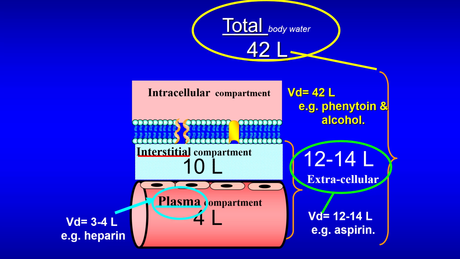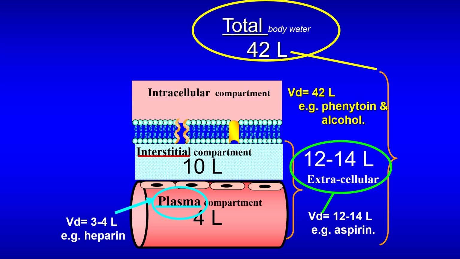The human body contains approximately 42 liters of total body water, distributed across various compartments. The intracellular compartment holds the majority, with a volume of 42 liters. Drugs like phenytoin and alcohol are distributed throughout this space, reflecting a VD of 42 liters.